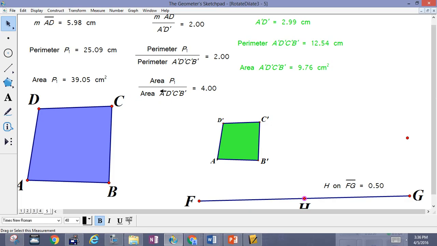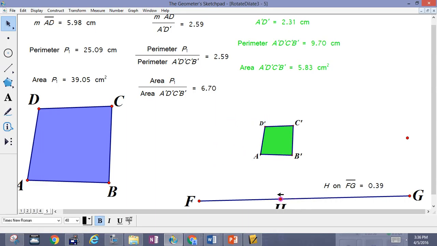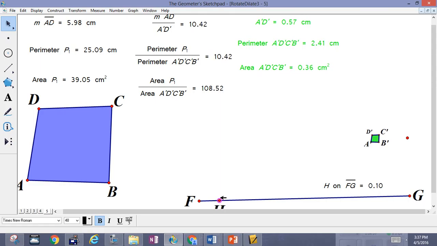The ratio of my areas, however, is 2 to 1 squared. It's the square of the ratio of the sides, or the square of the ratio of the perimeters. Therefore, it has a ratio of 4 to 1. Okay, let's exaggerate this a little bit. I'm going to make my polygon 1/10. Its sides are 1/10 of the original, so it's going to get very tiny, right about here.